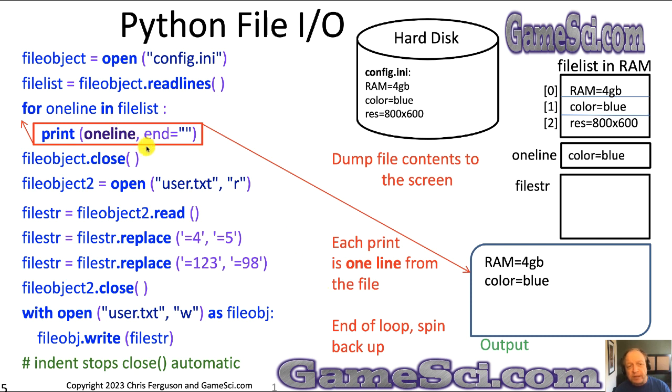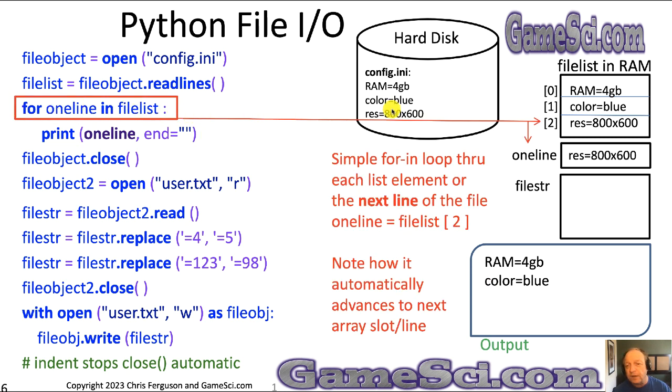Now let me explain the end equals empty double quotes right here. That's so we do not output an extra end-of-line character. Each line of the file already has an end-of-line character, so when we print it, we get an end-of-line character. This suppresses an extra end-of-line character. So instead of 2 end-of-line characters showing up, we only get 1 end-of-line character. Let's end the loop and spin back up.